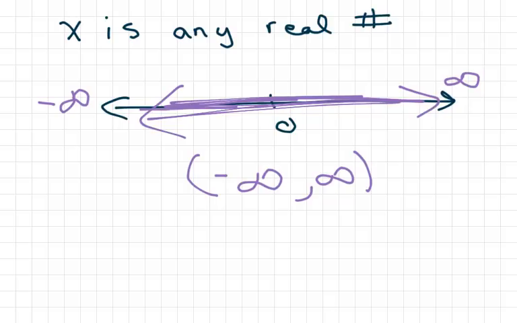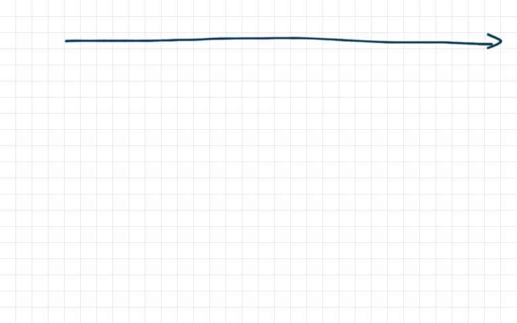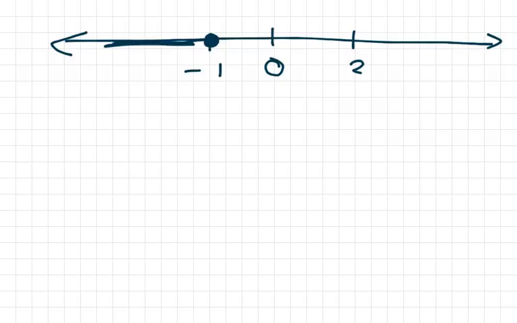Let's say we have this graph here. We have 0 here, negative 1, and we have a 2. And let's say we have this. So there we go. That goes that. Oh, let me do a different color. Goes that way. And on 2, we have open interval. And we go to infinity here.